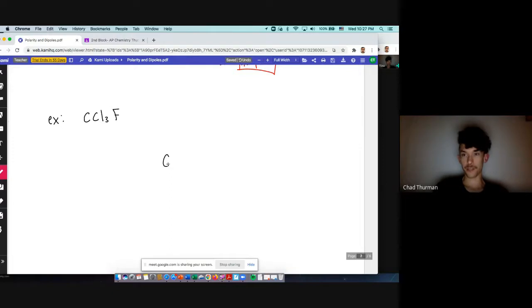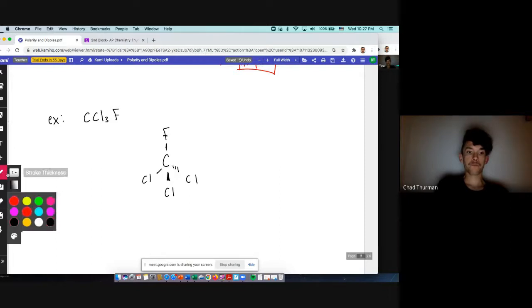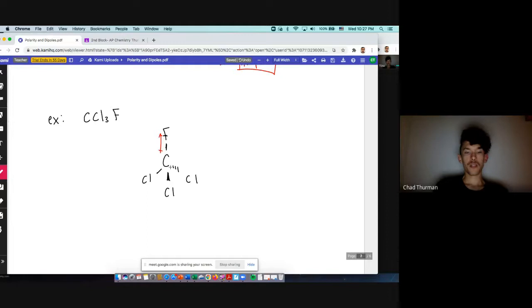Carbon always goes in the middle if it can. I know it's going to be tetrahedral, so I'm going to try to draw it like that. You have got to redraw these according to the actual shape. I'm going to draw my dipole arrows. Chlorine is farther to the right on the periodic table, and typically that matters more for electronegativity.